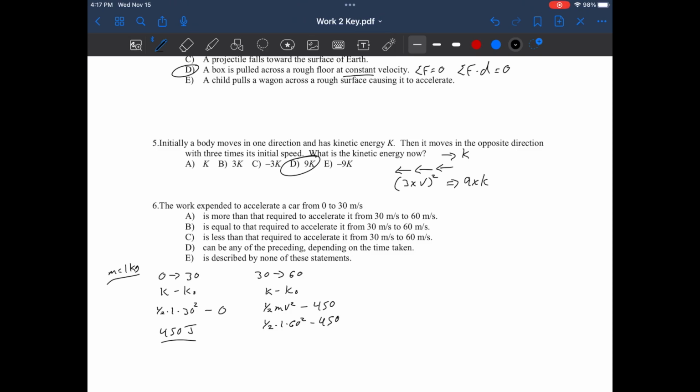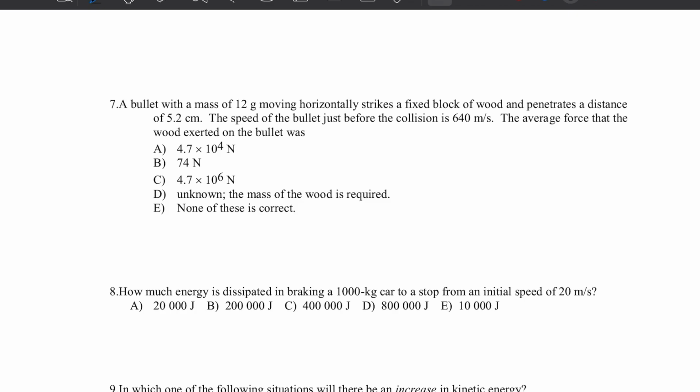1/2 times 1 times 60 squared. When we do this, we get 1800 minus 450, so 1350 joules. So it takes a lot more energy to go from 30 to 60 than it does from 0 to 30. Let's go through the answer choices. We're looking to find that the energy from 0 to 30 is less than required to accelerate from 30 to 60. And I like to mark off the part of the multiple choice that makes that choice wrong.